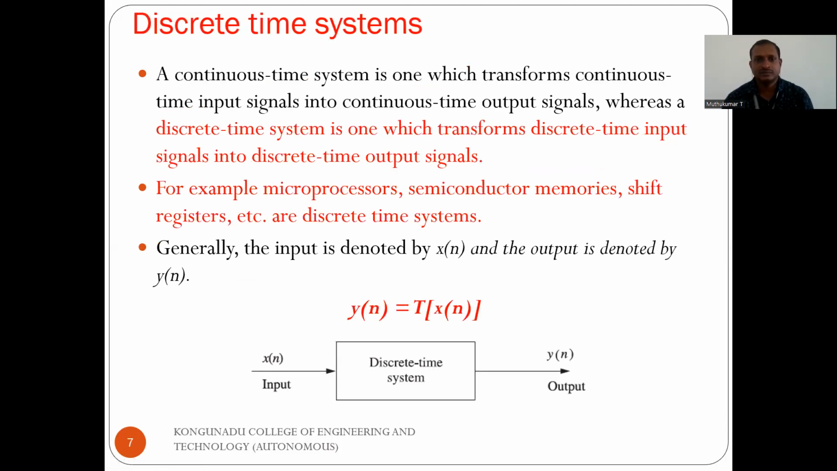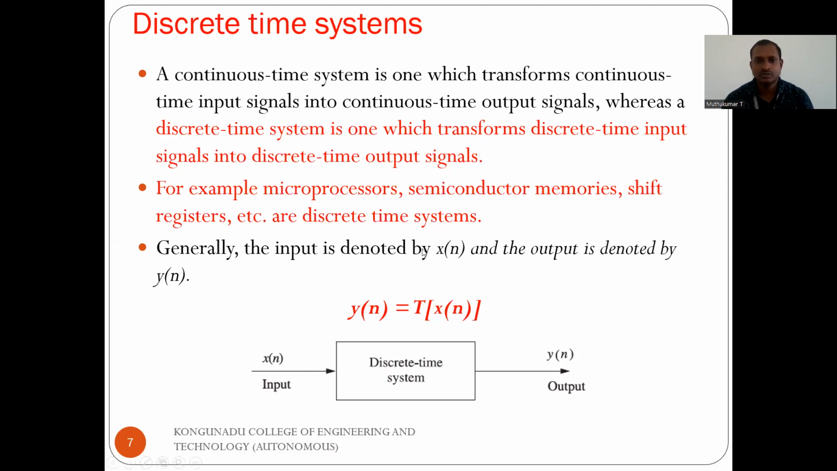So next one is discrete time systems. A continuous time system transforms continuous time input signals into continuous time output signals. So it produces the continuous output from the continuous input signal, so it is called a continuous time system. Similarly, a discrete time system produces discrete time output signals from discrete input signals.